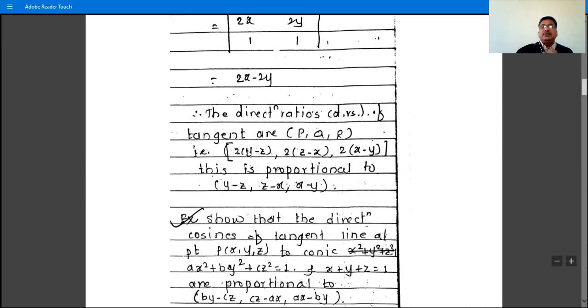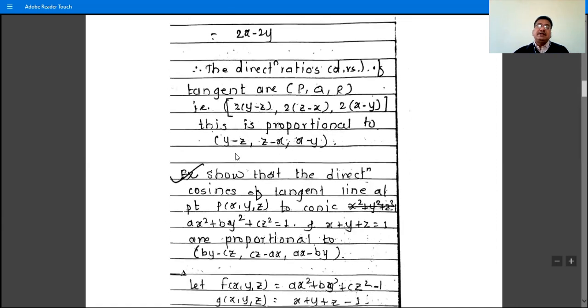So the values of p, q, r, these direction ratios, are proportional to y minus z, z minus x, x minus y. If we multiply by 2 to this, then we have this answer. So these are proportional to this. Proportional means multiples of this.